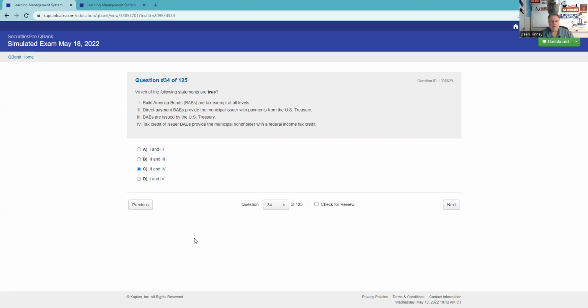Direct payment, Build America bonds provide the municipal issuers with payments from the U.S. Treasury. And 4, the tax credit of the issuer, Build America bonds provide the municipal bondholder with a federal income tax credit. I haven't had anybody in a long, long time tell me they've seen anything about Build America bonds on the actual exam.